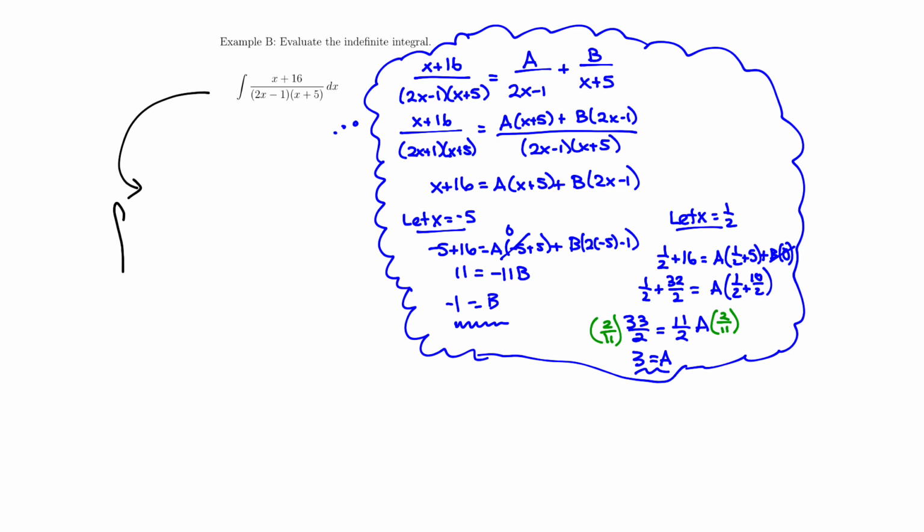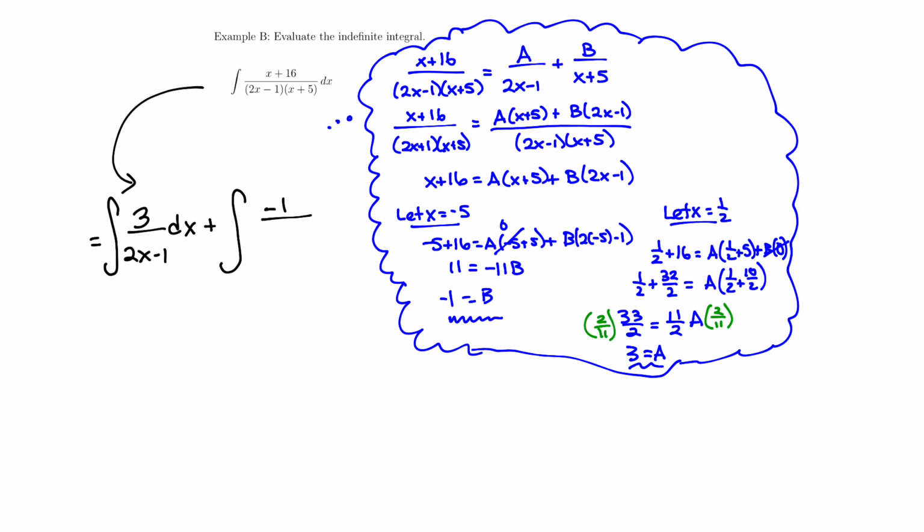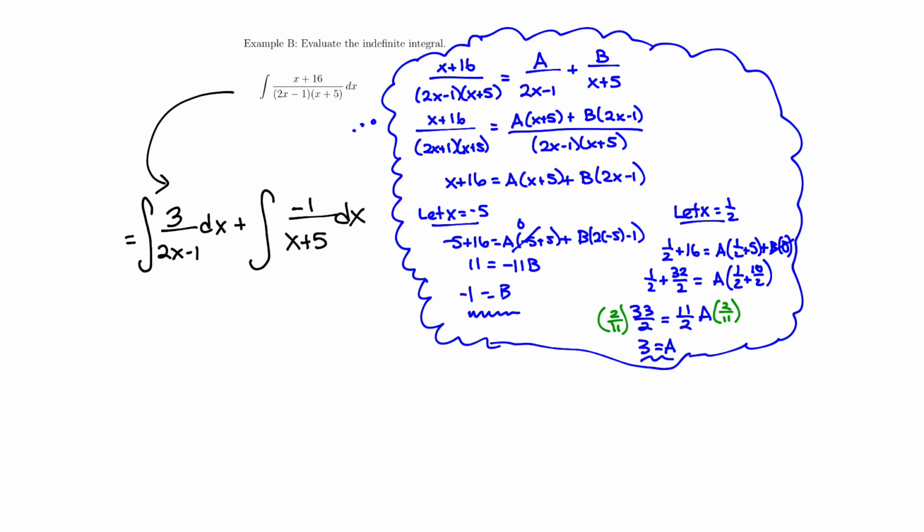So let's see. We've got the integral of 3 over 2x minus 1 plus the integral of -1 over x plus 5. Does this match what you guys did so far? Quick U sub here on the front end. U is 2x minus 1. Du is 2 dx. 1/2 du is dx. Don't lose that half that's coming from that 2 in our U sub.